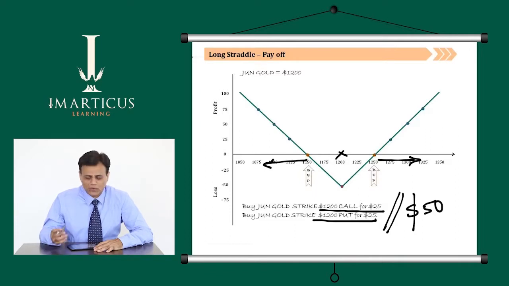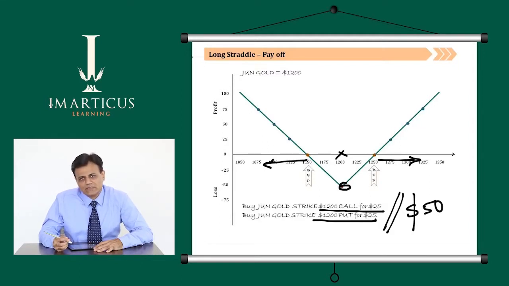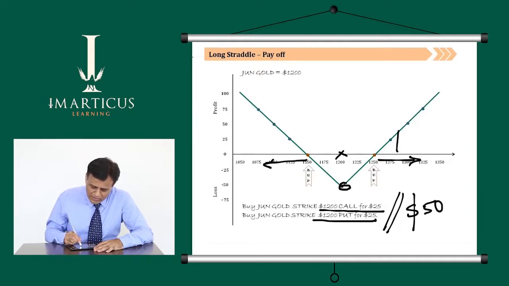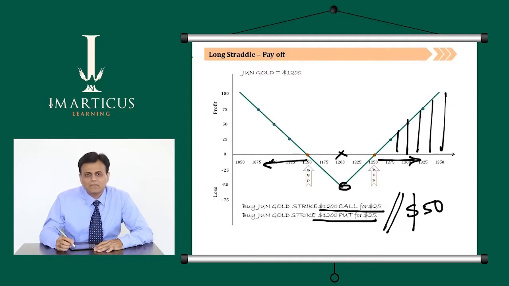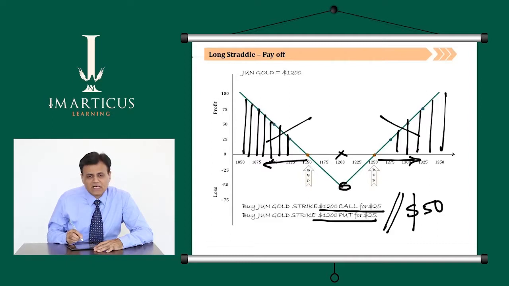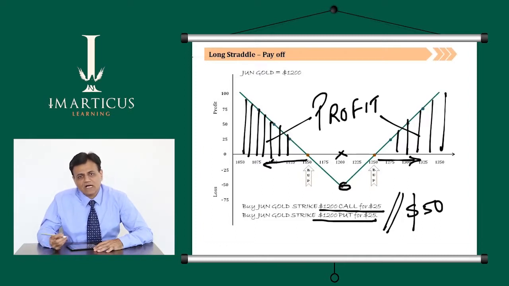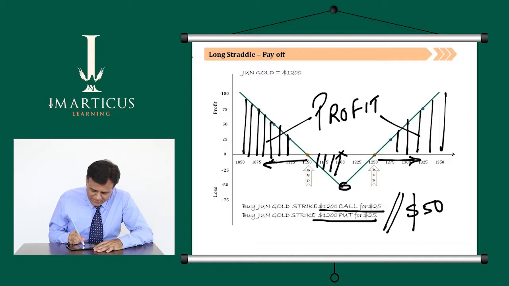However, if the price of gold stays at $1,200, we will lose the entire amount of $50, and that would be our maximum loss in this strategy. If the price of gold exceeds $1,250, we will stand to gain, and at the same time, if the price of gold goes below $1,150, we will stand to gain. So the profit potential is above $1,250 or below $1,150. However, if the prices stay between $1,150 and $1,250, we will stand to lose.